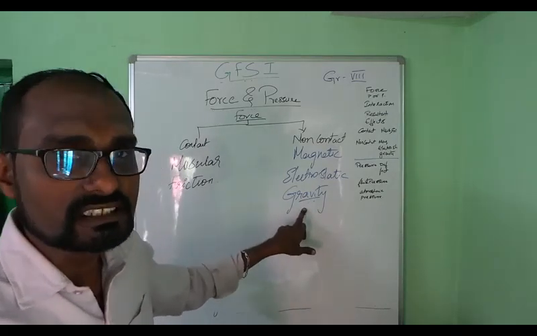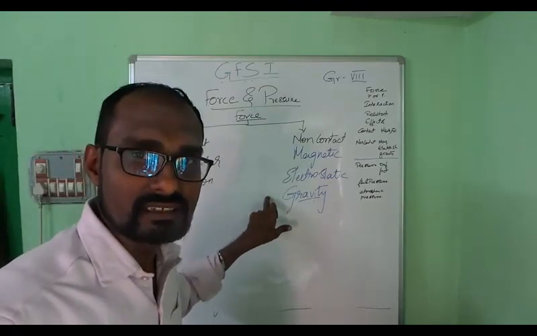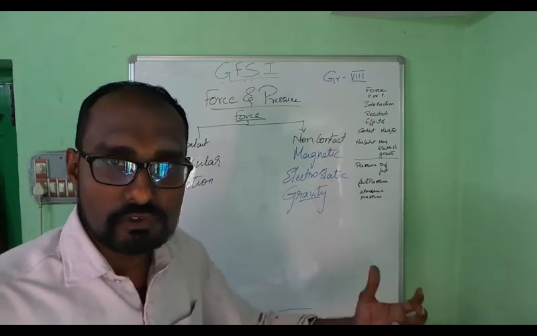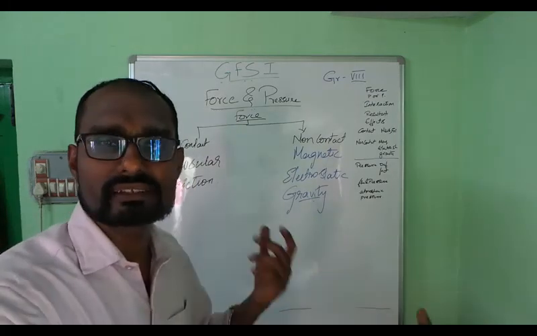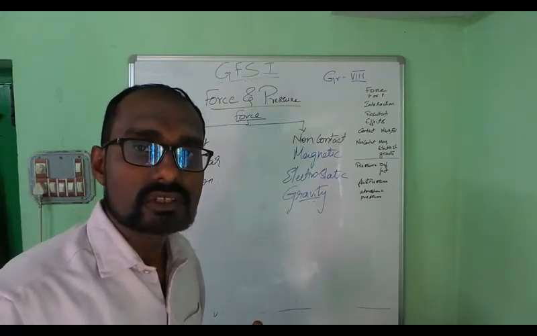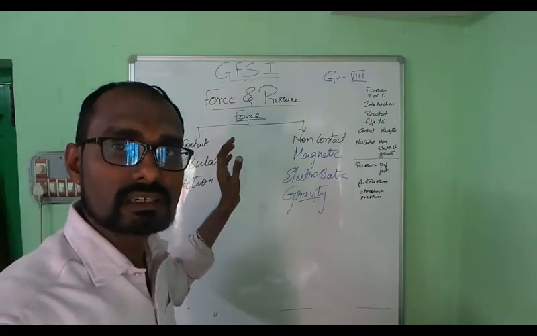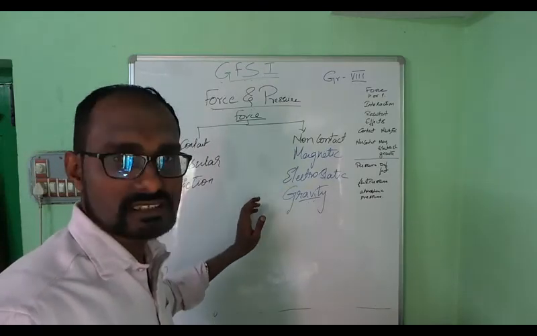And if you have noticed, in all these three cases, magnetic, electrostatic and gravity, the object which is exerting force is not in contact with the other body, but it is still able to attract. So in this way, these three are standing as a good example for non-contact forces.